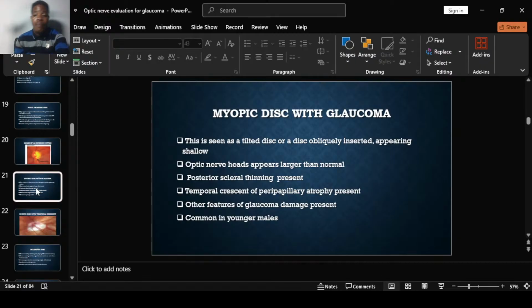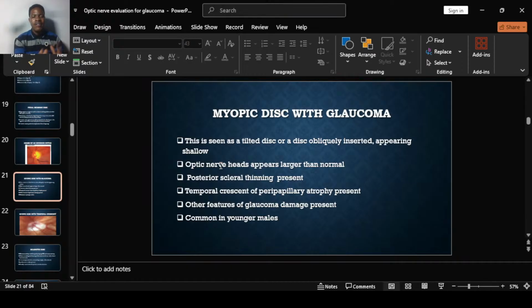The next is myopic disc with glaucoma. This is type 2. This is seen as a tilted disc or a disc obliquely inserted, appearing shallow. So in this disc, it's as if it is inserted, not aligned very well. Now the optic nerve head appears larger than normal. Also, there is posterior scleral thinning present. A temporal crescent of peripapillary atrophy is usually present in myopic disc with glaucoma, and other features of glaucoma damage are also present. It is common in younger males.